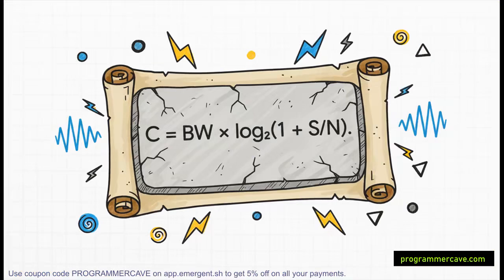This is the whole shebang. It's Shannon's channel capacity formula, and it is basically the universal law of physics for wireless communication. It tells you the absolute theoretical maximum data rate, or capacity, that you can possibly squeeze through any given channel. And what's amazing is that it all boils down to just two main things.